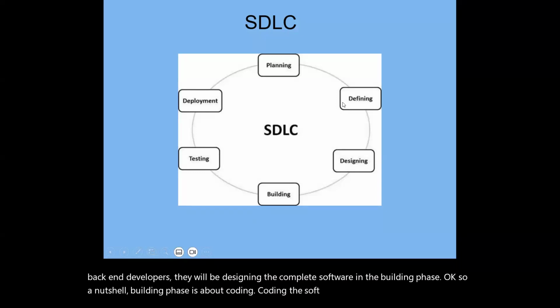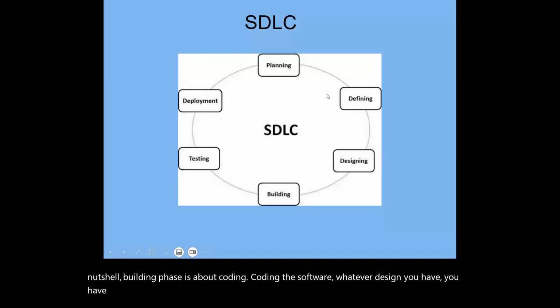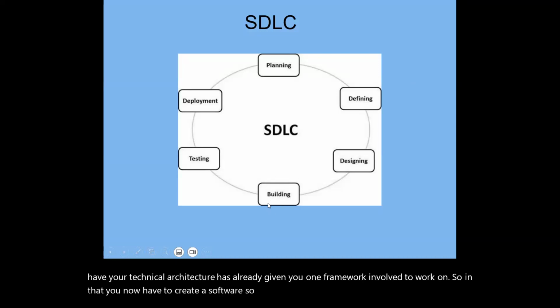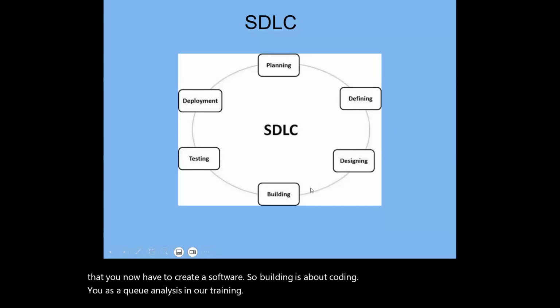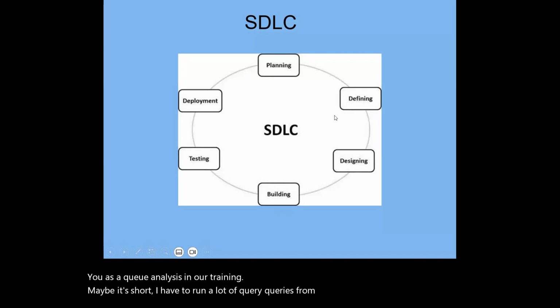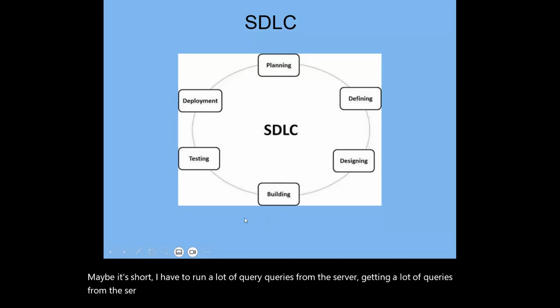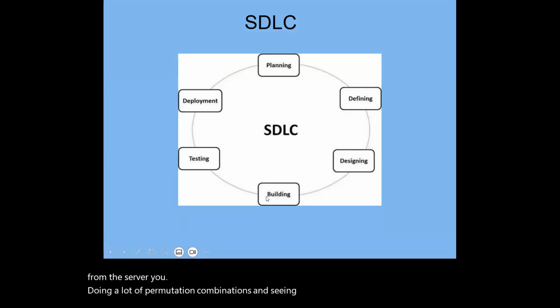Whatever design you have, your technical architect has already given you a framework to work on. So in that, you now have to create the software. So building is about coding. You as a QA analyst, in our training, will be instructed how to run a lot of queries from the server, getting data from the server, doing a lot of permutation combinations and seeing all those things. So you're going to do that in our training.